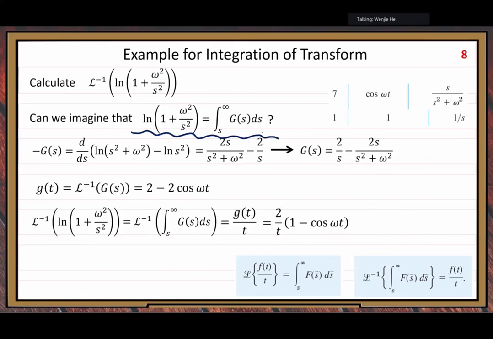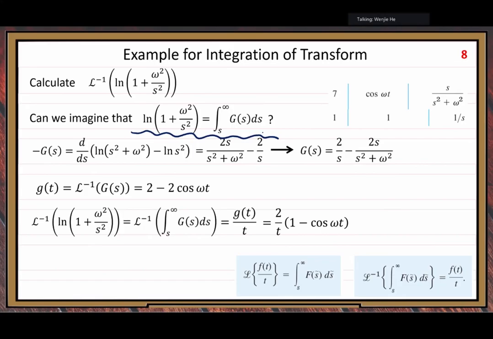Here you can see, when we have this integration of Laplace transform formula, we have more tools, right? So this is another tool we can use to find Laplace transform, inverse Laplace transform.